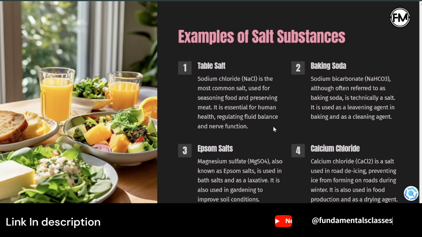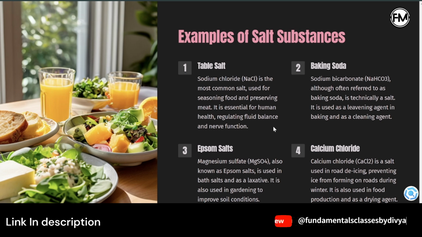Now Epsom salt, that is magnesium sulfate, MgSO4, is also known as Epsom salt, and is used in bath salts and as a laxative. Okay, so we have CaCl2, calcium chloride. It is a salt used for road de-icing.